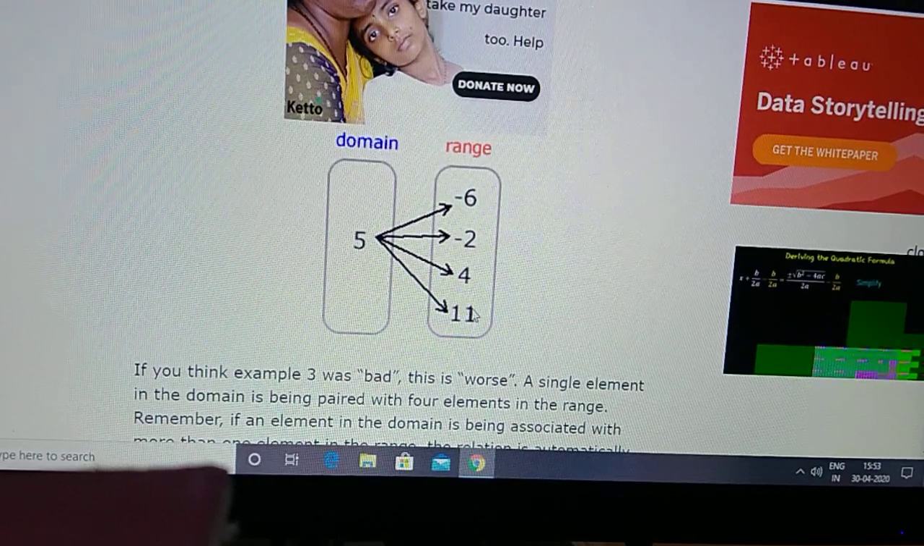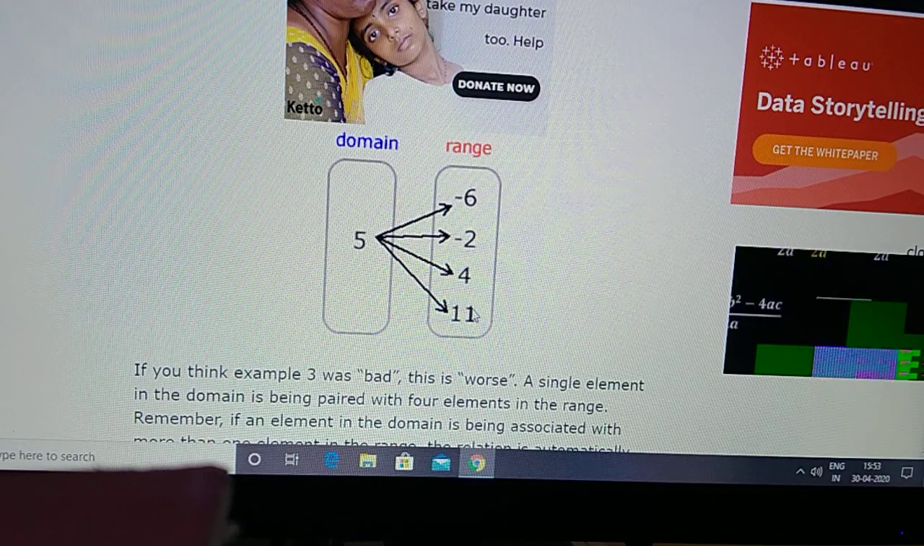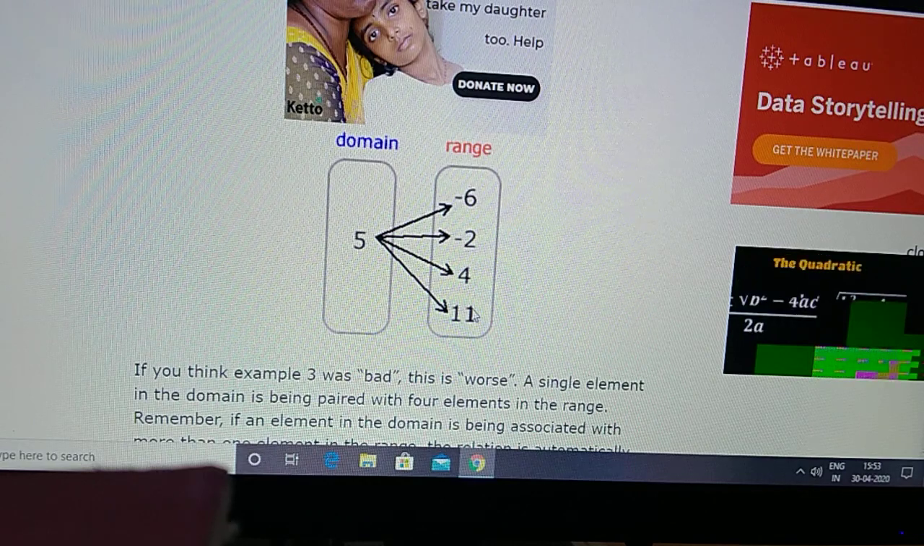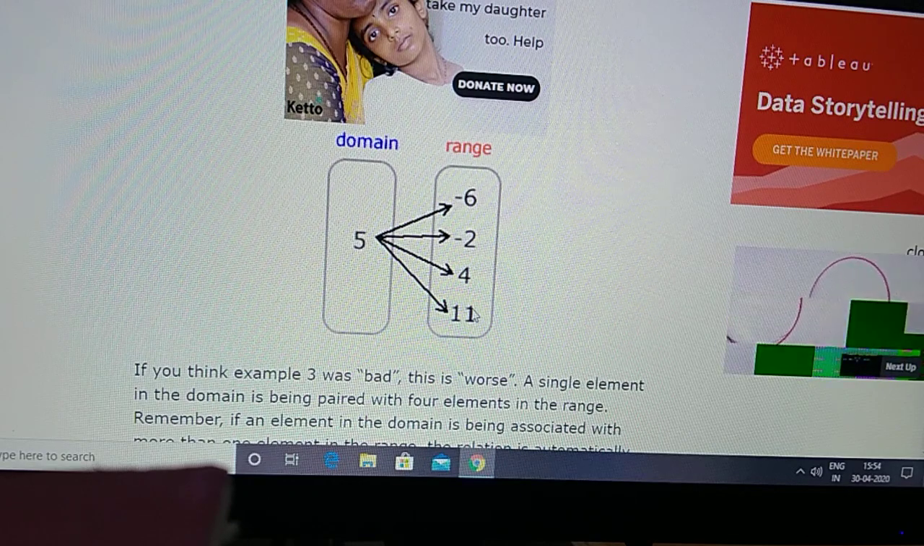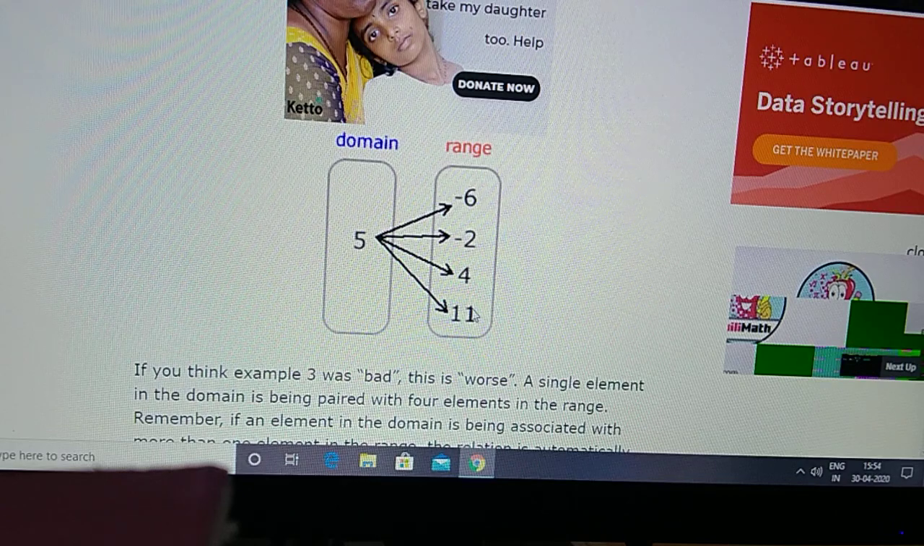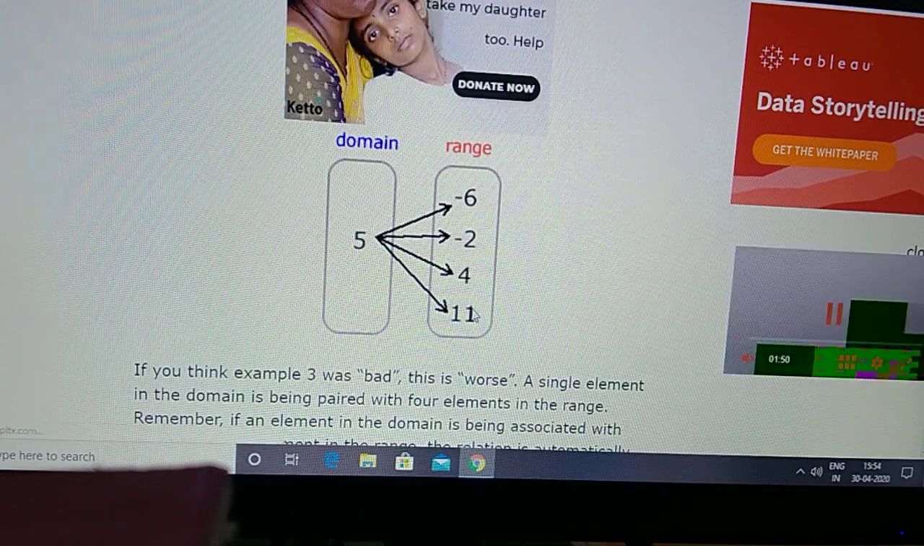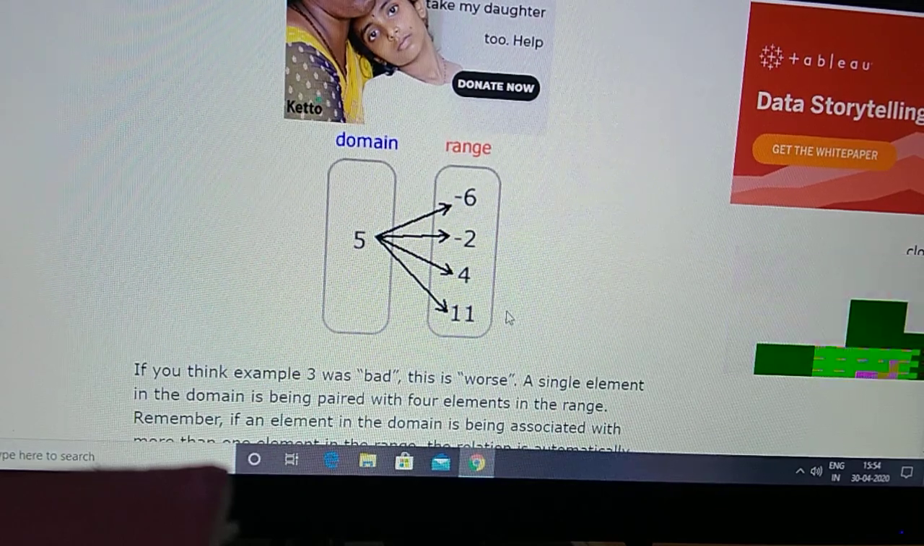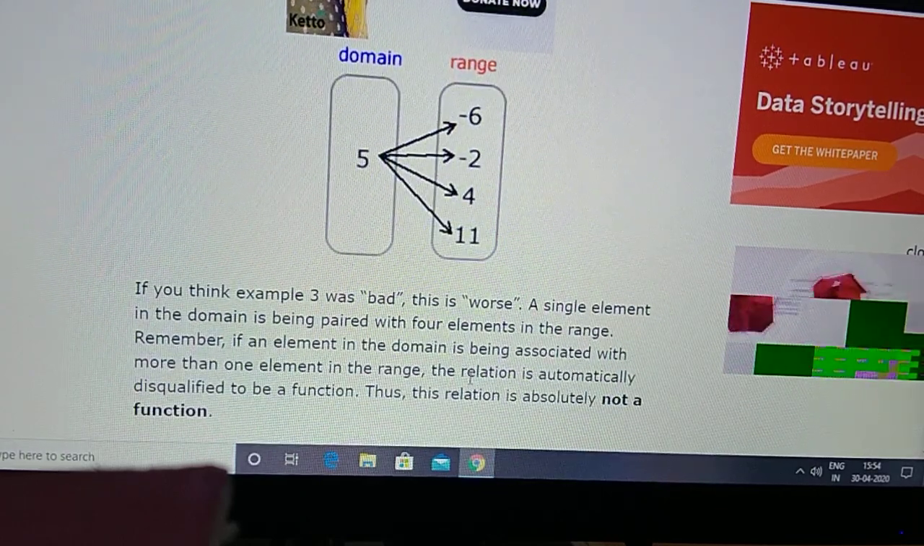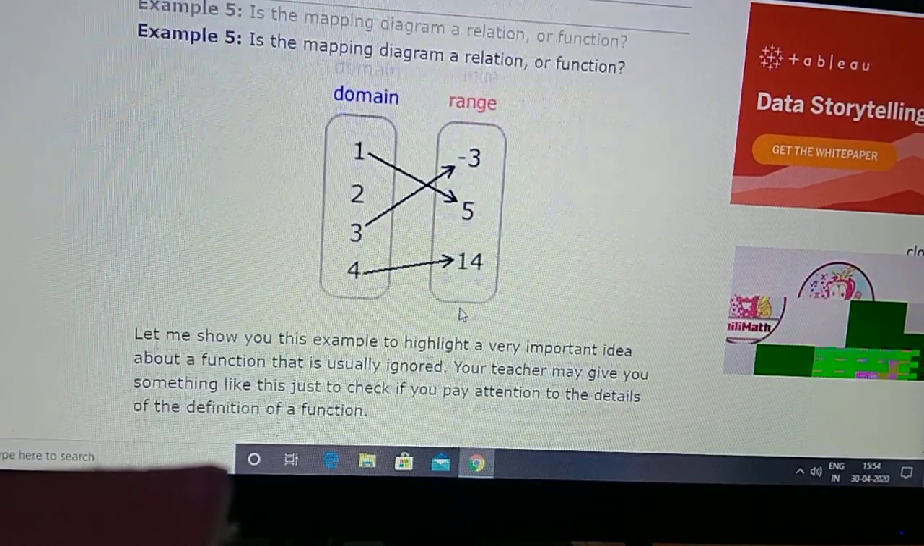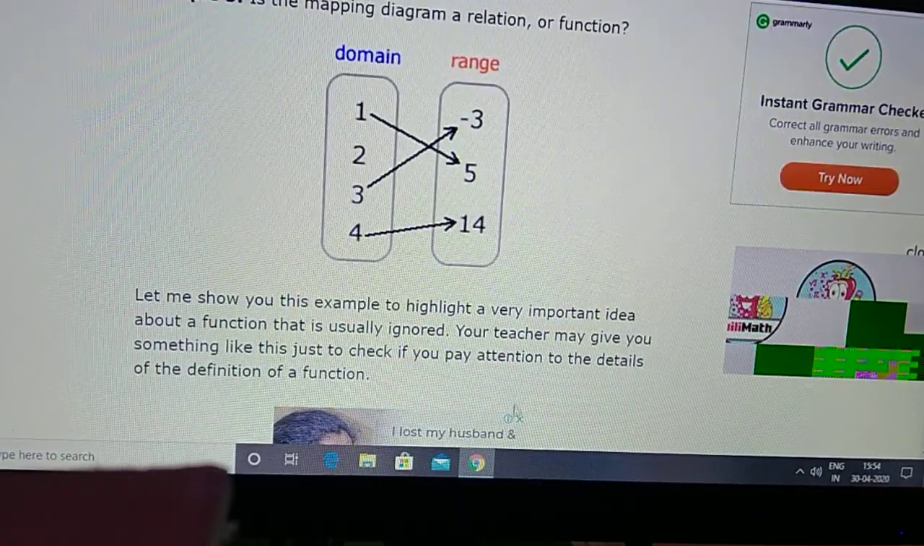So in a real example, husband and wife: a man is allowed to marry only a single woman. If he has two wives, or more than two wives, it's not a function. So this is also a very good example, it is not a function. Okay, one more example.